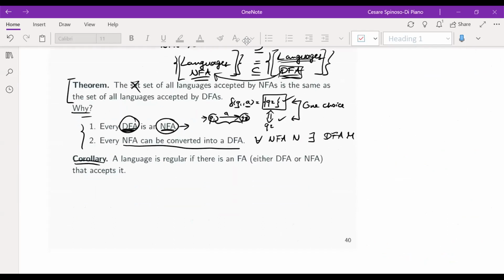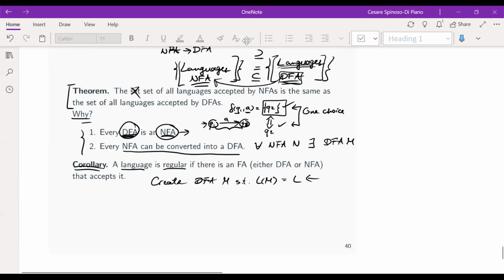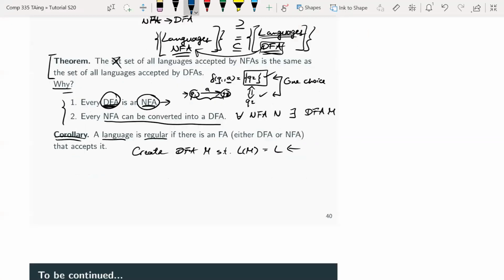And so this leads to a corollary, which is a consequence of the theorem. Remember in tutorial 2 we said that to show a language is regular, you create a DFA M such that L of M, the language accepted by M, is L. Okay, this shows that L is regular. But now, because all of the languages in here are in here, and all of the languages in here are in here, because of this one-to-one correspondence, instead of creating a DFA, we can make things a bit looser, and we can create a DFA or an NFA such that either one accepts the language, and this also shows that L is regular.